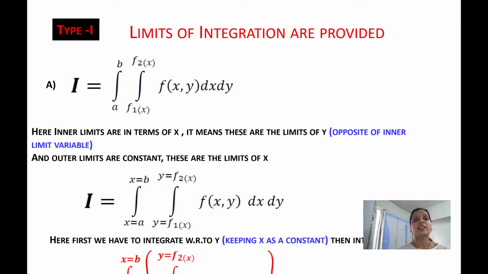So obviously these are the limits for y, that is, y is equal to a function of x. So my inner limits are y equal to f1(x) and y equal to f2(x), and the outer limits are obviously the constants, which are limits for x. So first we will integrate with respect to y and then with respect to x.